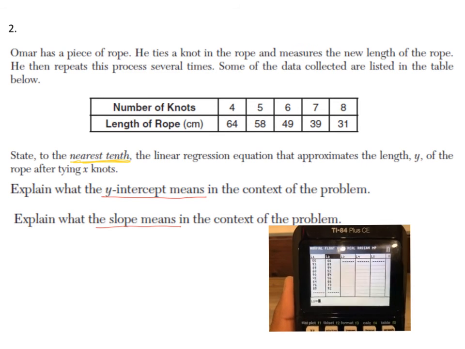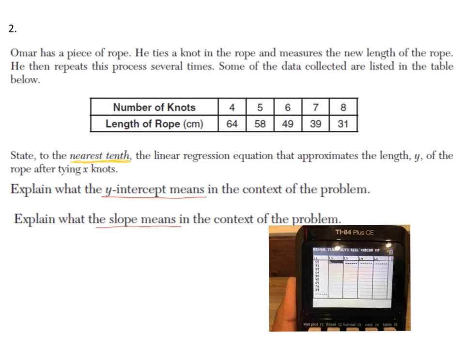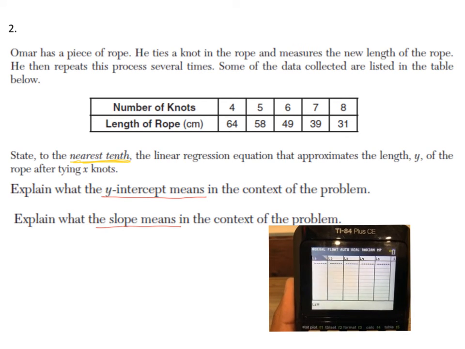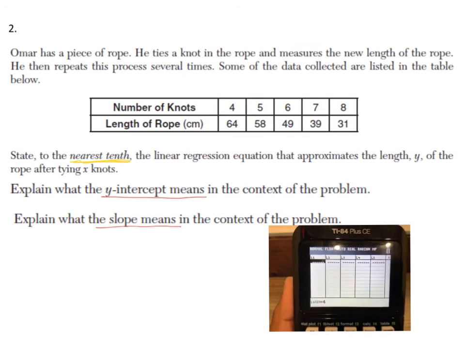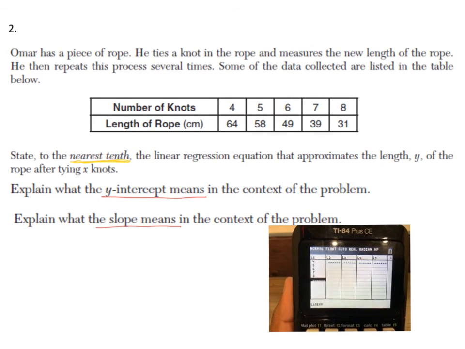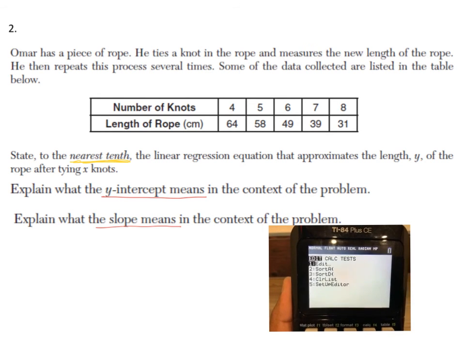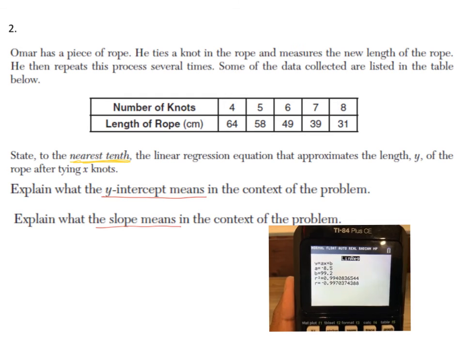So let's clear everything. Clear everything, and then let's put every value over here. 4, 5, 6, 7, 8, 64, 58, 49, 39, 31. And then we'll go to stat and calculate and linear regression, and then we'll go to calculate once again, and now we get all these values.